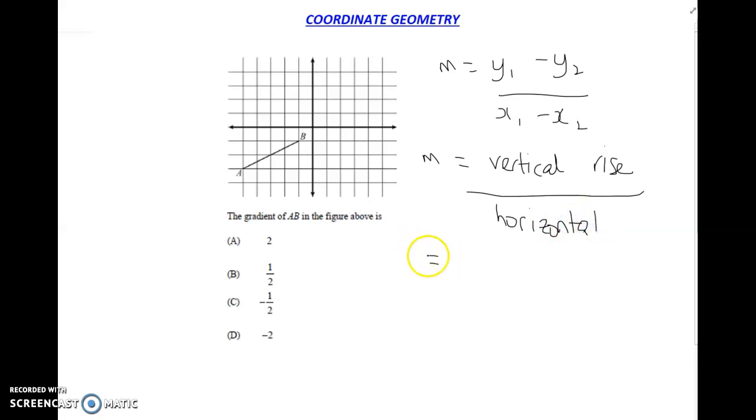So basically for my diagram, this is how you're going to look at it, right? The vertical is 1, 2 blocks. Horizontal is 1, 2, 3, 4. And my gradient is a half, right? Very easy in a case like this, right? But again, for other cases where they actually give you values and so on, you have to know your y1 take away y2 over x1 take away x2 as well, right?